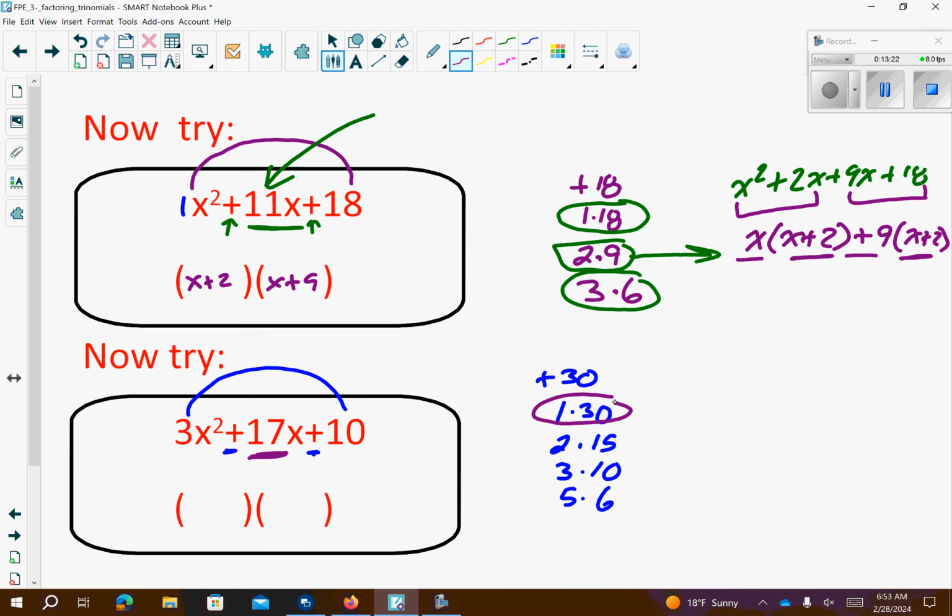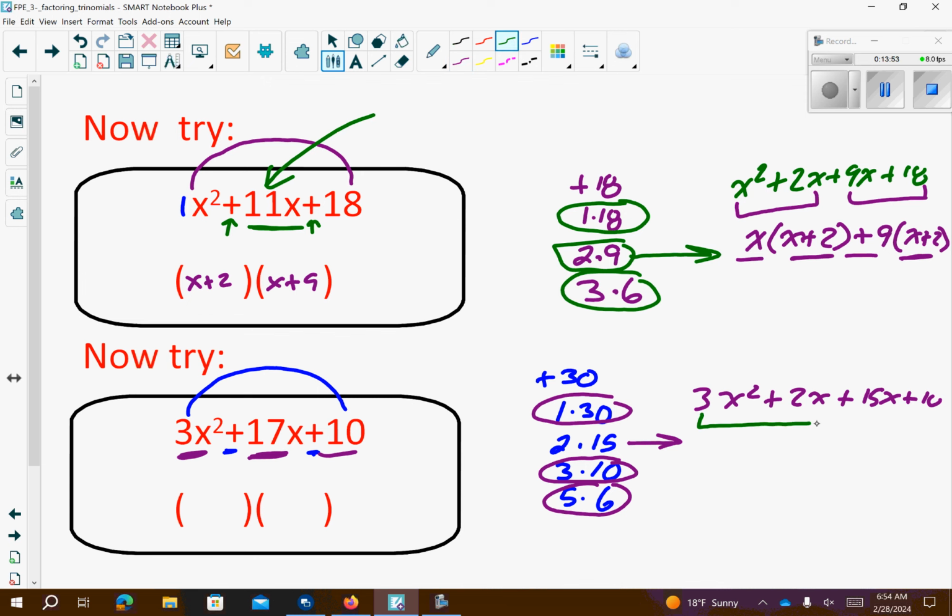So if I add 1 and 30 together, I get 31. That's not 17. If I add 3 and 10 together, that's 13. It's not 17. If I add 5 and 6 together, that's 11. That's not 17. But if I add those together, 2 plus 15 is 17. So take the very first term, 3x squared, plus 2x, plus 15x, and then take my last term, plus 10. So again, notice I split apart this.